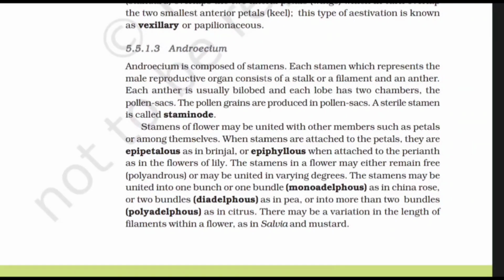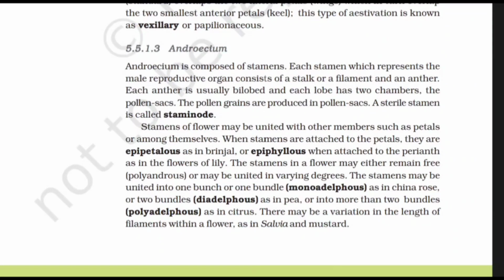Stamens of a flower may be united with other members such as petals, or among themselves. When stamens are attached to the petals, they are epipetalous, as in brinjal, or epiphyllous when attached to the perianth, as in the flowers of lily. The stamens in flowers may either remain free, that is polyandrous, or may be united in varying degrees.